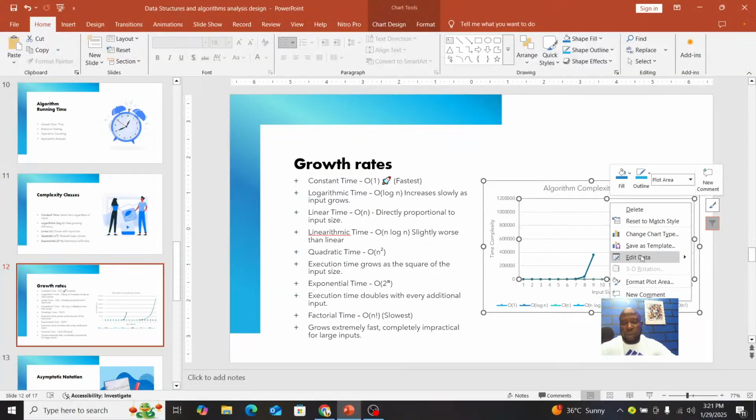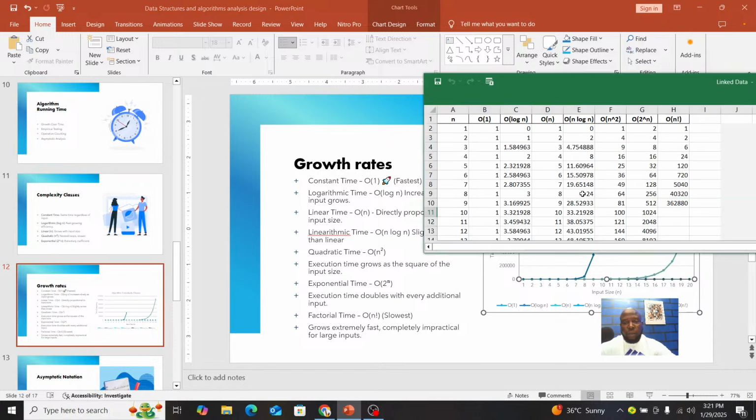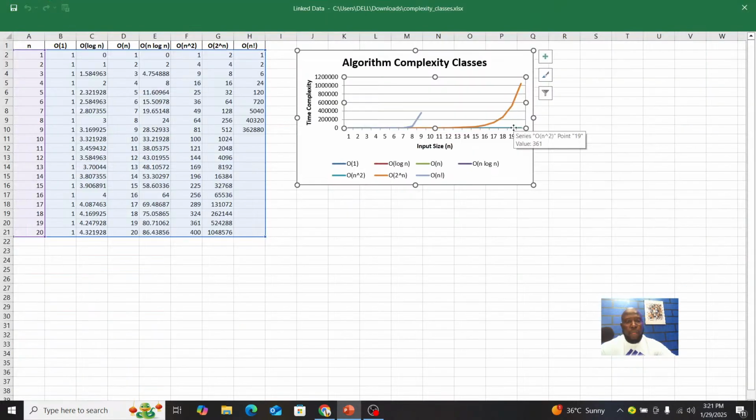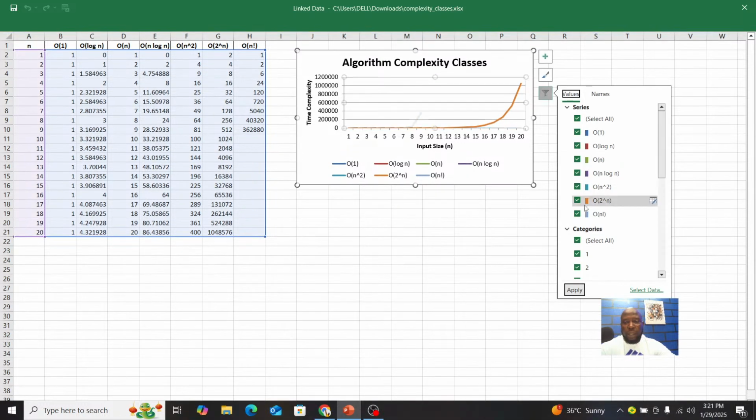So the rates are different for the different times. I'm going to show only the linear. Select, and let me deselect all these other ones, so we show only the linear time.